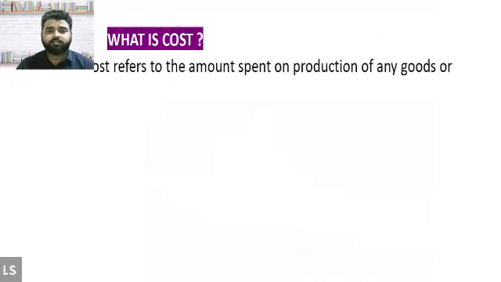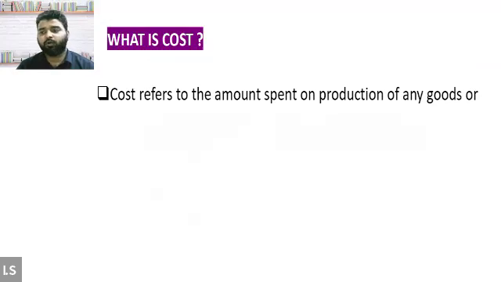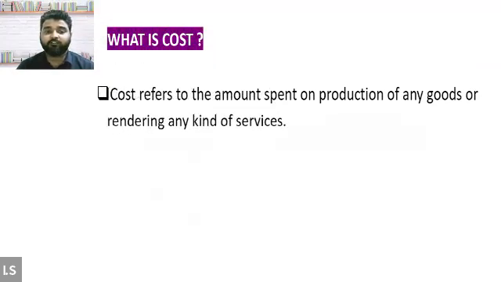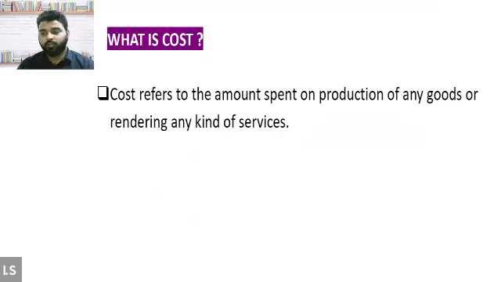While discussing the meaning of cost, I explained that cost is the amount spent on production of any goods or services, instead of the amount spent on purchase of goods. We are not concerned about that right now. In this chapter, we are talking in context of production, from the viewpoint of the producer: whatever amount he spends on the production of any good or services is called cost.